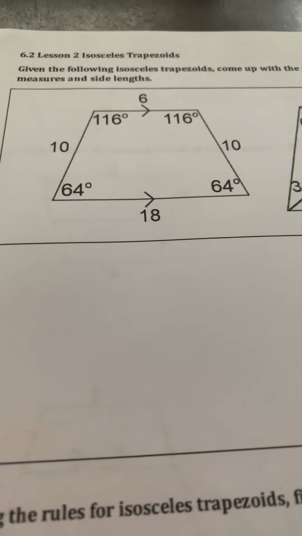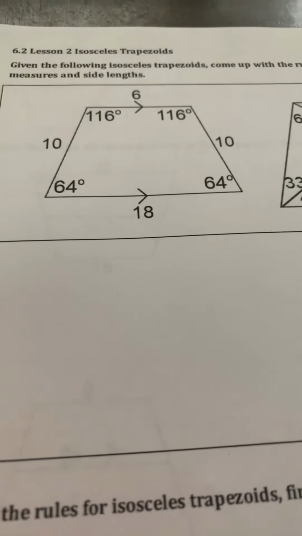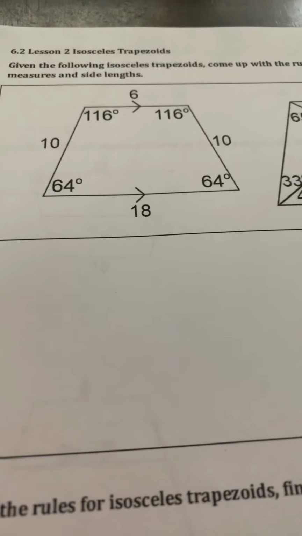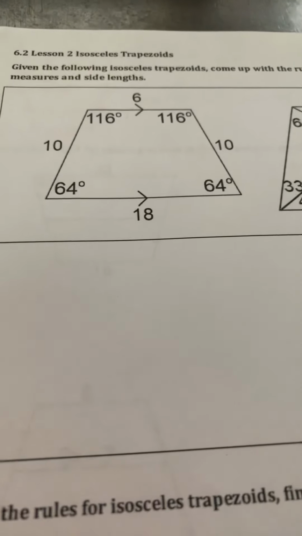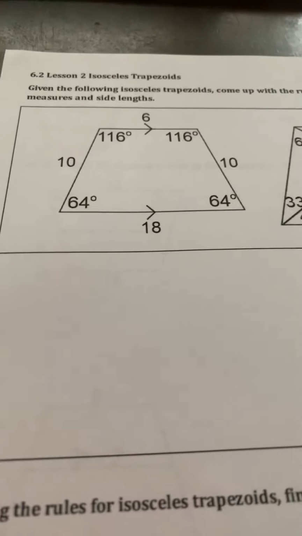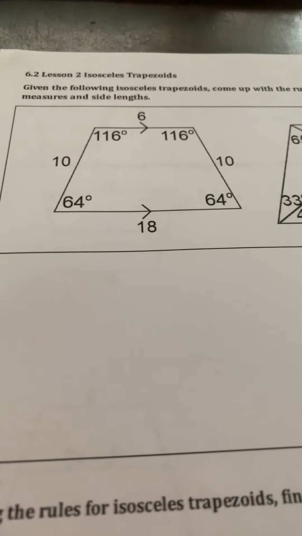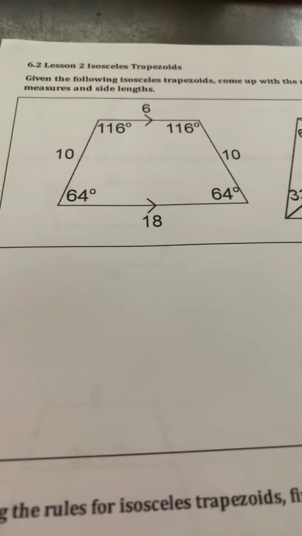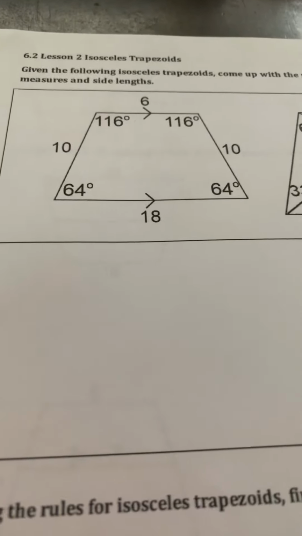Since we had already completed 6.2 lesson 1 and talked about kites, right now we're going to do lesson 2, which deals with isosceles trapezoids. As we did in our first lesson, we are first going to come up with the rules in regards to isosceles trapezoids, angle measures, and their side lengths.